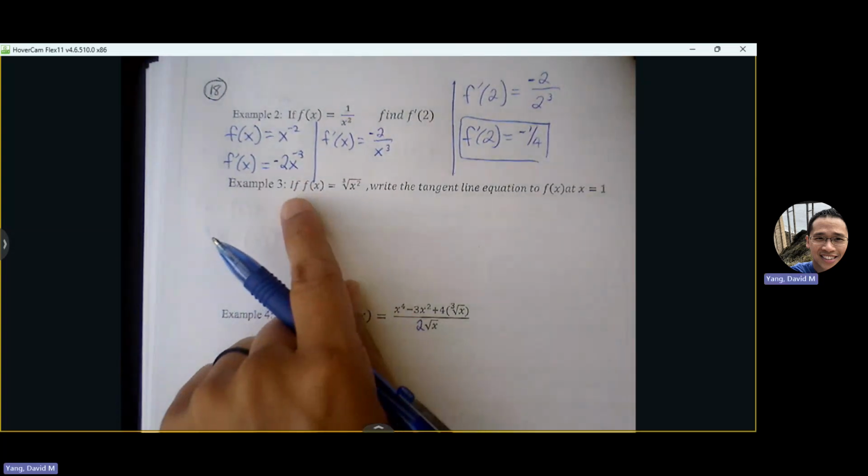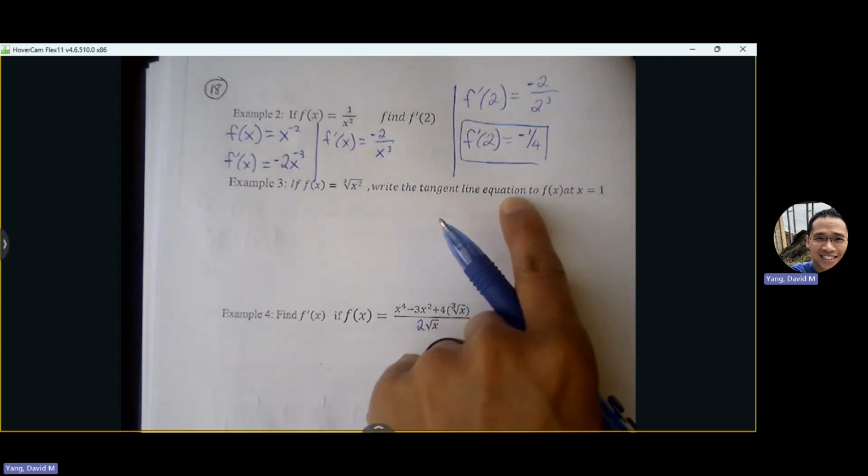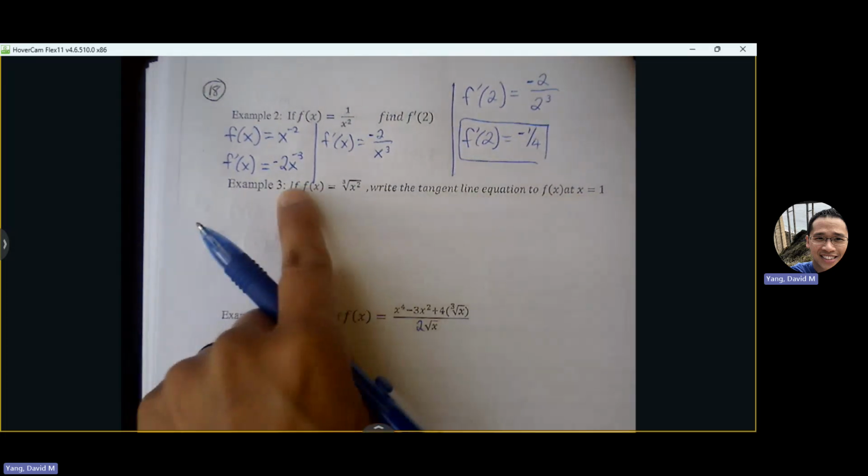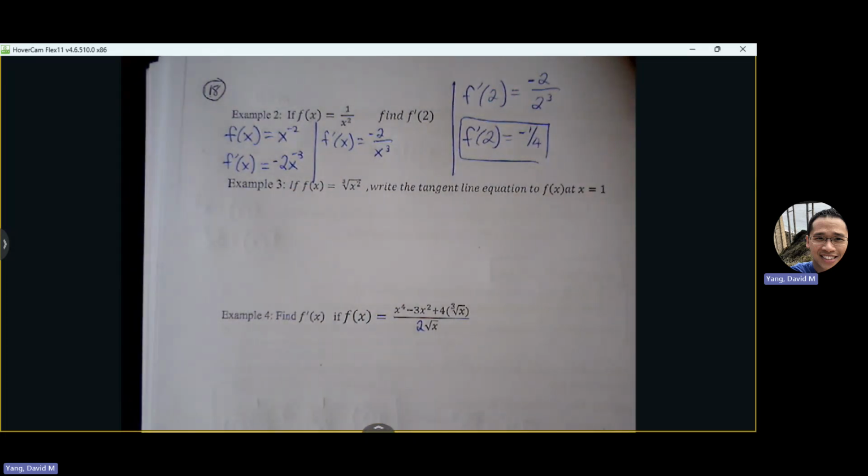And now to put it all together, we're going to write the tangent line equation of the function at x equals 1 for this function. So we're going to get the ordered pair from the function, get the derivative. From the derivative, we'll get the slope. And then from the slope, we can put it into the point-slope form.